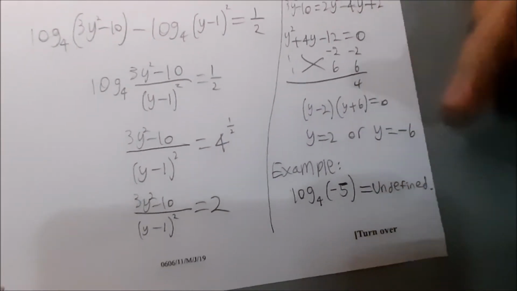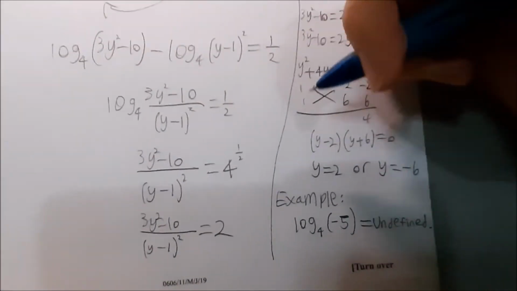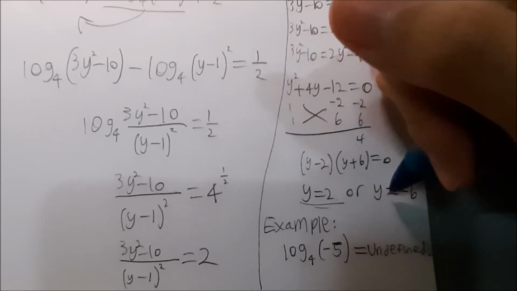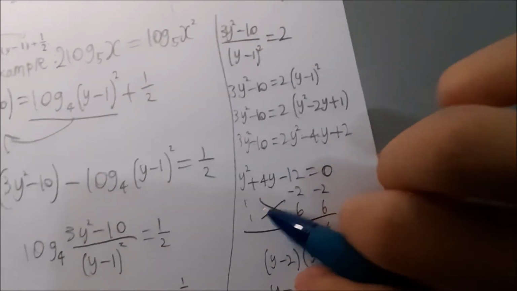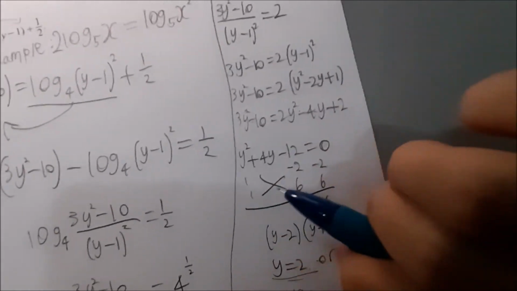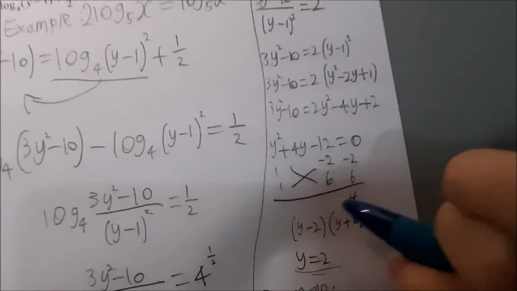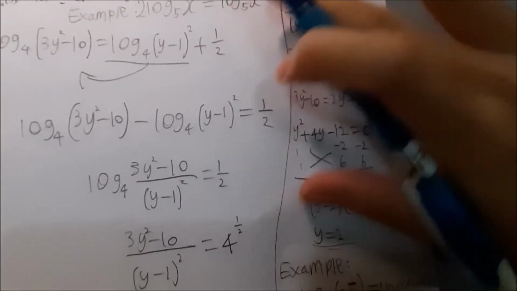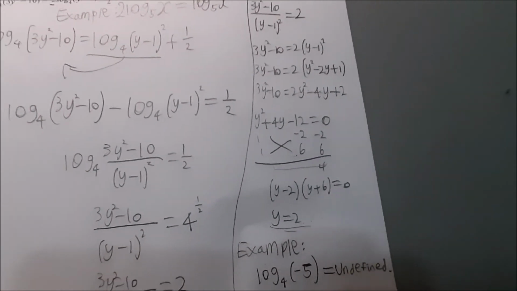So the answer can only be a positive value, which in this case is 2. So y equals to 2 only, it cannot be minus 6. So from here you can just erase this answer. And that's it. The answer is y equals to 2 only.